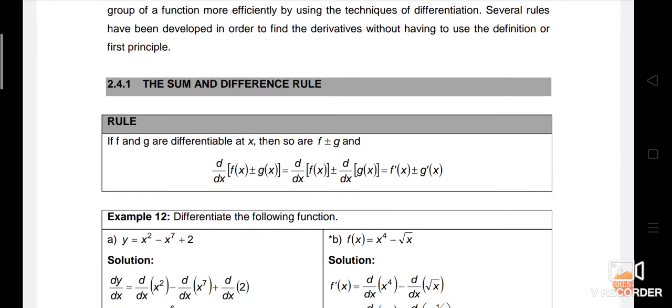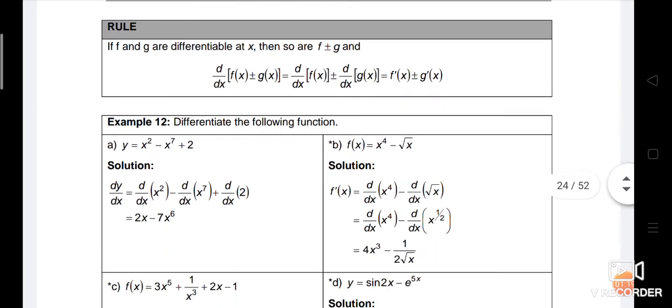If f and g are differentiable at x, then so are f plus minus g. And the differential of f(x) plus minus g(x) is equal to d/dx f(x) plus minus d/dx g(x). Or we can write as f'(x) plus minus g'(x).